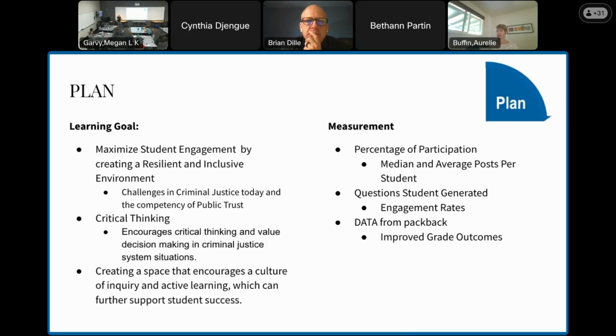Then, how is it going to measure it? As Megan said, we have to talk about what are going to be the measurements. How are we going to measure whether this discussion board over this discussion board is better or not better, or as good as? And so I wanted to address the median and the average posts per student, the length of those posts. Is it just, yes, I agree with Johnny? No, I don't agree with Megan. The questions, the generation rate of the questions.